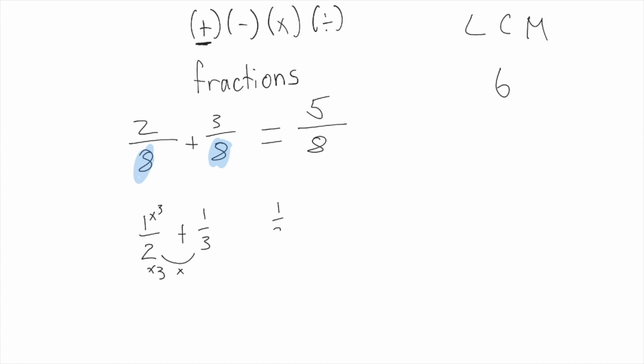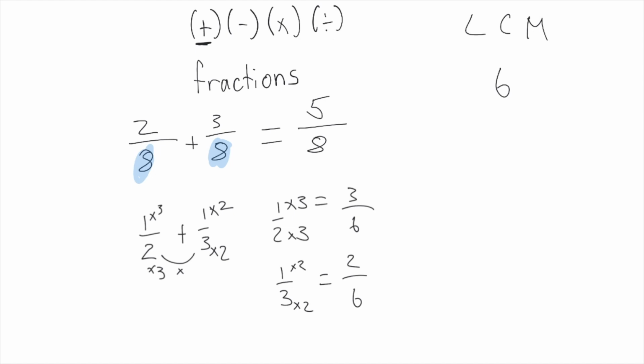So 1/2 becomes 3/6. That's our first stage, and we know that that is an equivalent fraction. Now, to get 3 to 6, we have to multiply that by 2. But remember, with fractions, what you do to the bottom, you have to do to the top. Multiply by 2 as well. So 1/3 becomes 2/6.